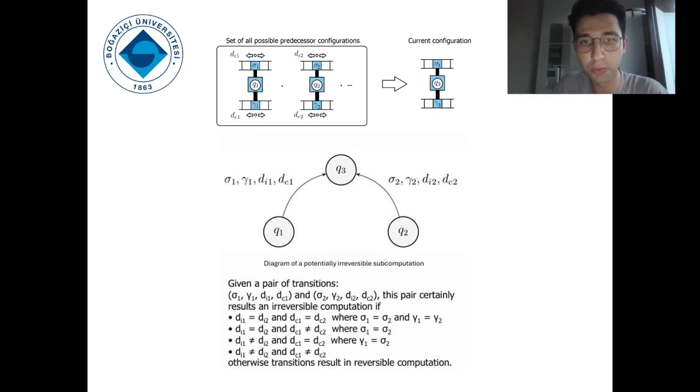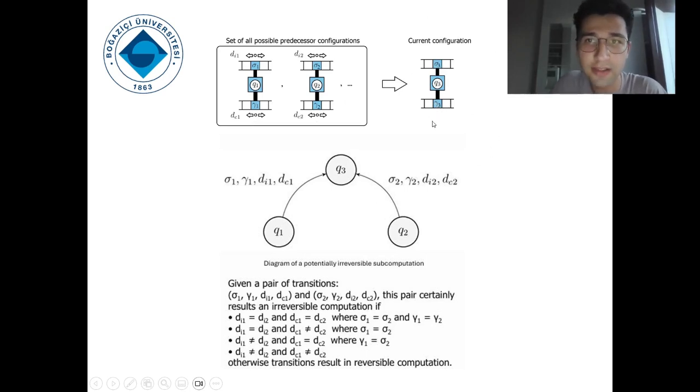lost during a computation causes a dissipation of heat to the system. This fact can be applied to the case of verifiers, as you can see. Here, in the current configuration, let's say that a verifier is in state Q3 and on its input tape reads symbol sigma 3 and gamma 3 on its certificate tape.